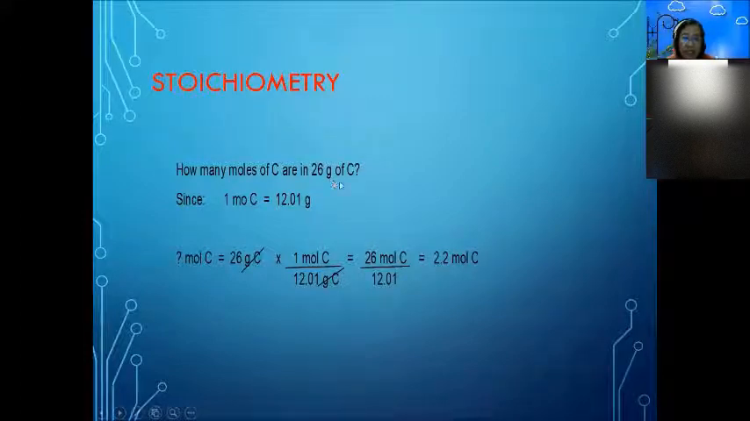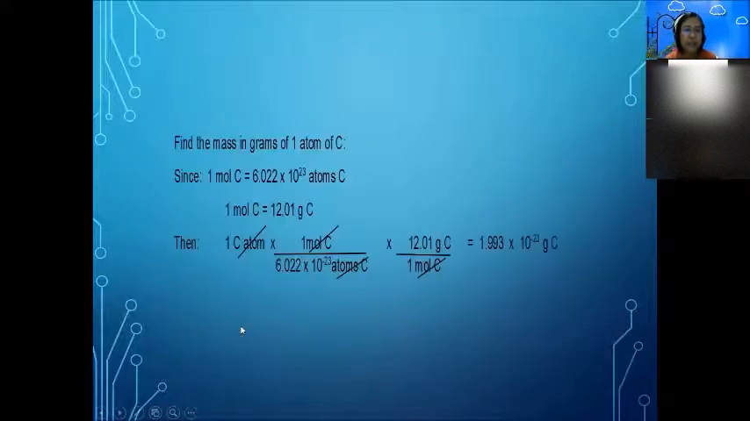Okay? So, 26 grams of carbon is equivalent to 2.2 moles of carbon. Okay, can you see? Is this clear? Let's have another example naman. Another one. This time, you're being asked, what is the mass in grams of one atom of carbon?